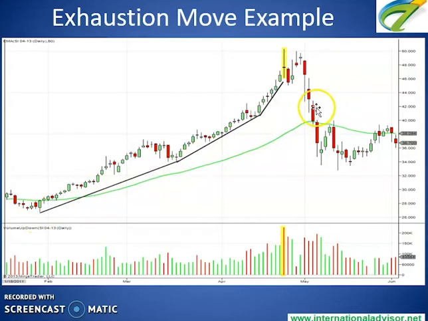This support line is broken, this swing high is made, this is a rotation zone, moving averages could have been crossed here. But apart from all the indicators, this standalone indicator volume is enough for this kind of exhaustion moves and reversals.